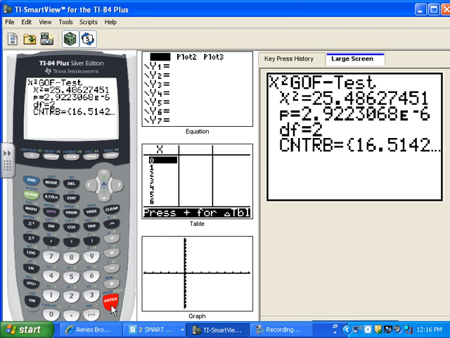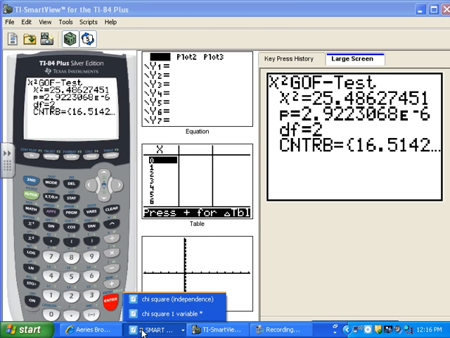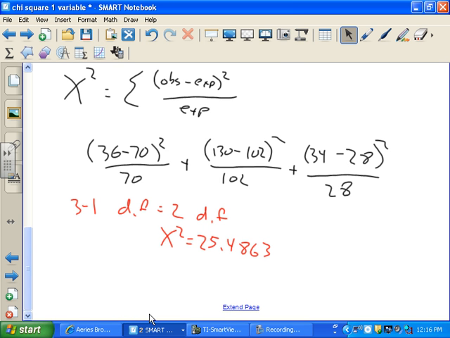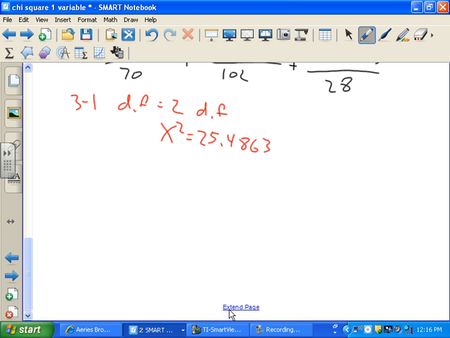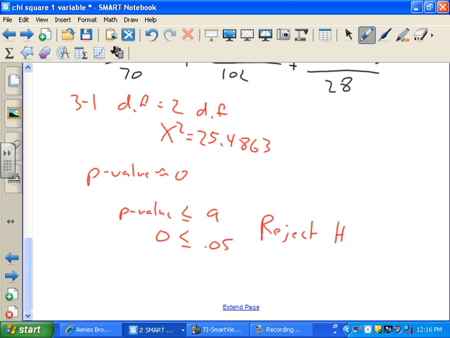Any questions about the p-values there? All right. So that's going to be p-value is approximately nothing. So p-value versus alpha: is it less than or equal to alpha? 0 is less than or equal to 0.05. That's going to get us a reject the null hypothesis.